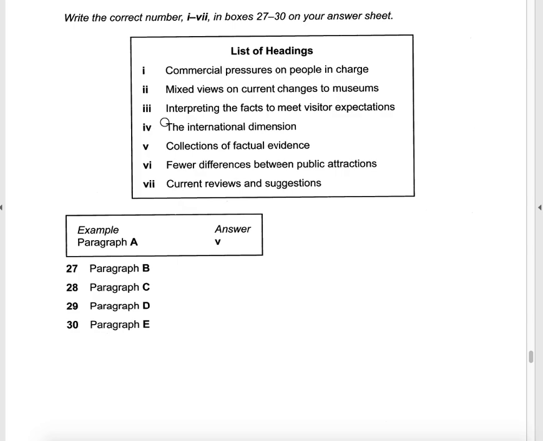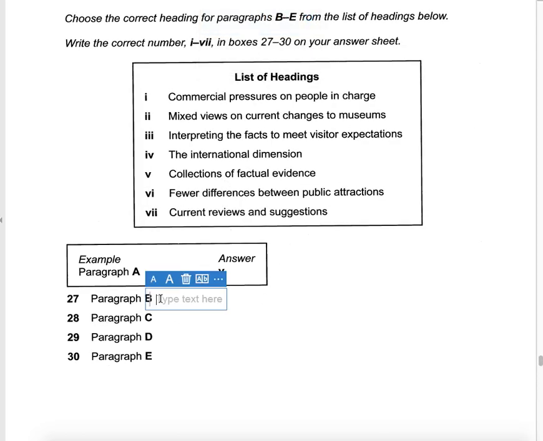Well, commercial pressures, no. Not current changes. It's not talking about the changes. It's not talking about visitor expectations, because it says it was for science. This one here maybe, because it says it used to be for real, for science, factual. Fewer differences between current reviews. So it's looking to me like it's just 5. But we don't have to make a choice yet. For the time being, though, I will put 5 here.